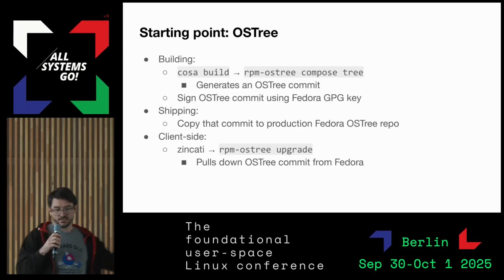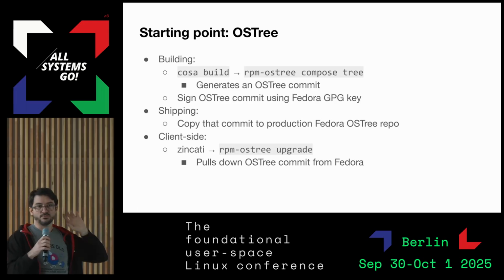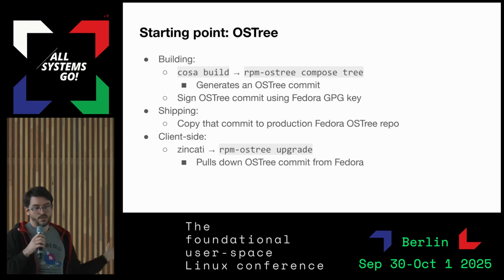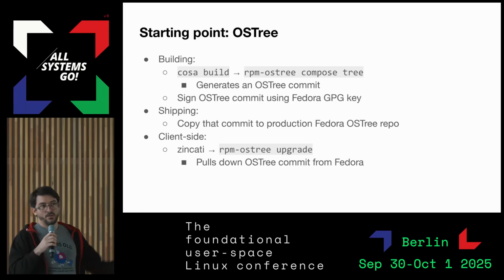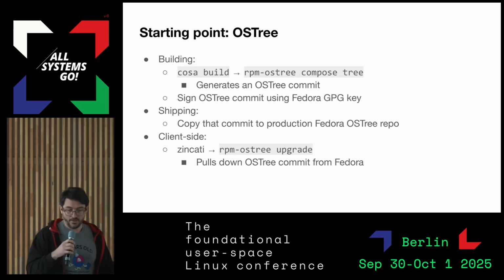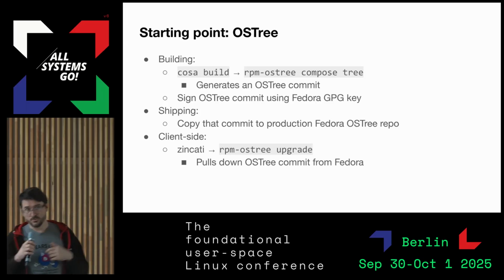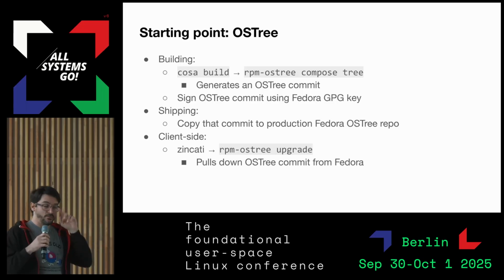As we take security seriously, we signed this OSTree commit using the Fedora GPG keys, and we shipped that. We were uploading all of the content, the OSTree commit and all the dependencies, into the production OSTree repository in Fedora infrastructure. Then users would get that content via updates using RPM-OSTree, which would download the updates.